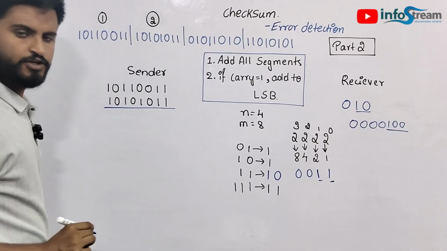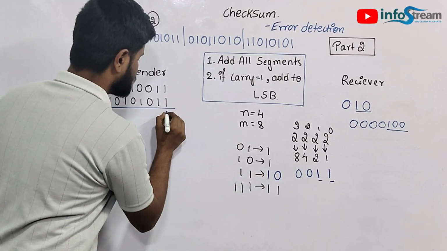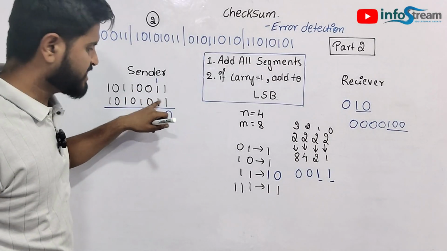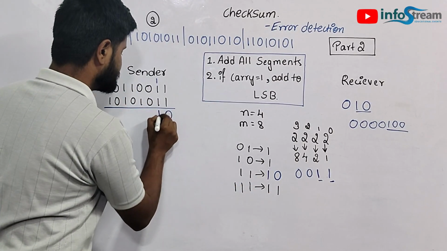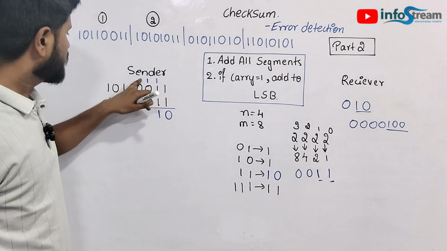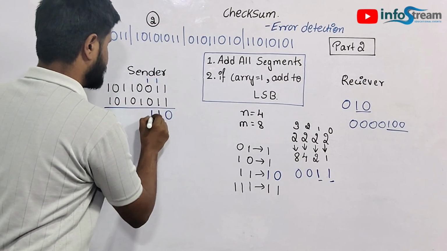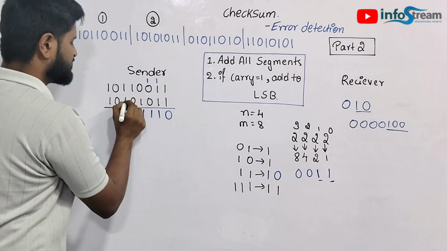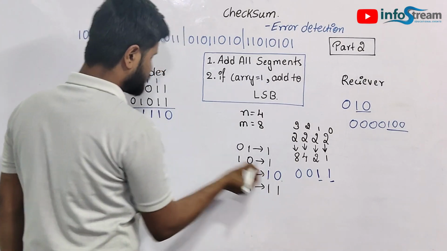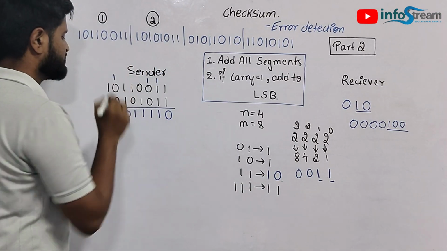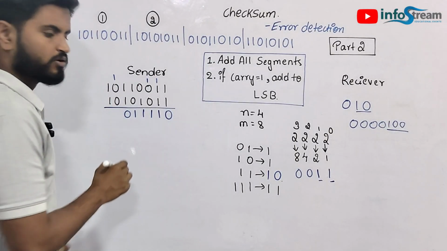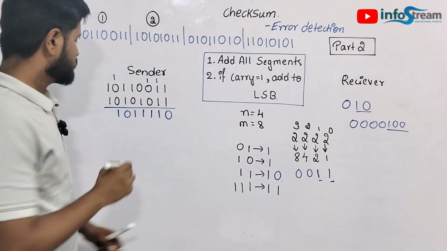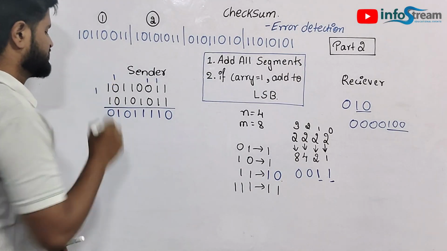1 plus 1 will be 2, so 0 will be the sum and 1 will be the carry. 1 plus 1 plus 1, that is 3: 1 will be the sum and 1 will be the carry. 1 plus 0 is 1. 0 plus 1 is 1. 1 plus 0 is 1. 1 plus 1 is 2, so 0 will be the sum and 1 will be the carry. 1 plus 0 plus 0 is 1. 1 plus 1 is 2: 0 will be the sum and 1 will be the carry.